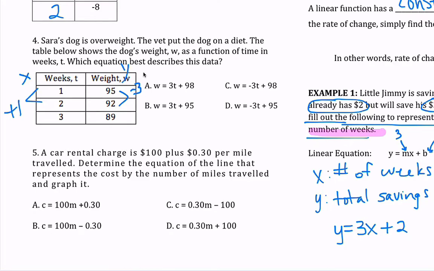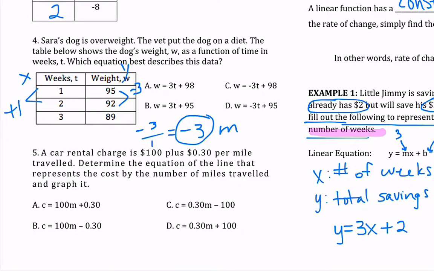So rise, we put the y first, negative 3 over 1, and my slope should be a negative 3. And that should make sense because if your dog is overweight and you put it on a diet, doesn't it lose weight? So losing weight, so having a negative slope makes sense.